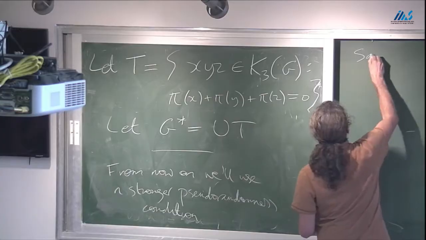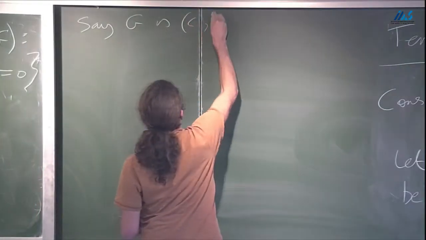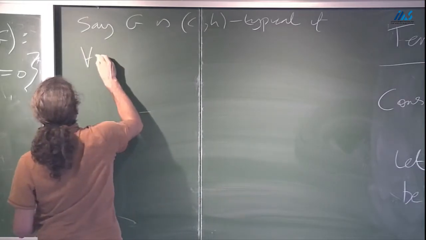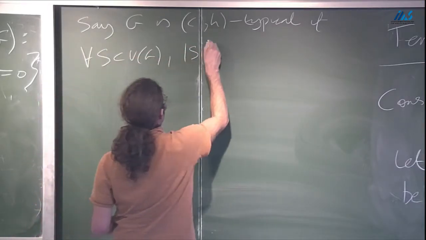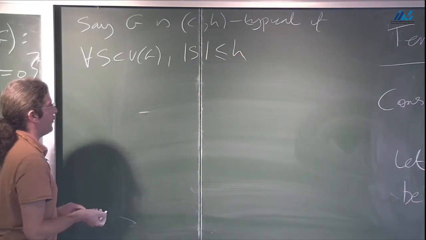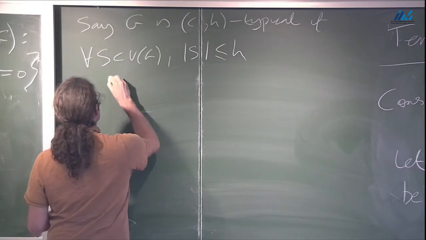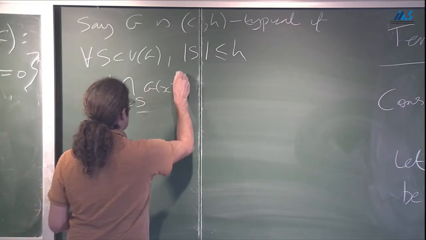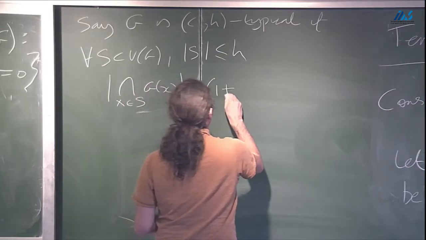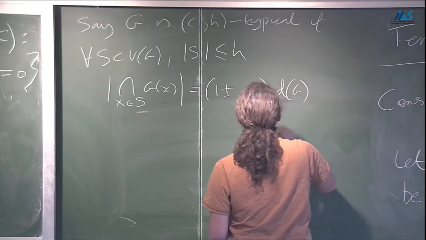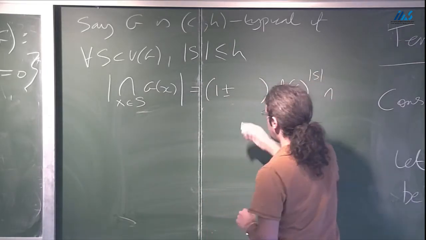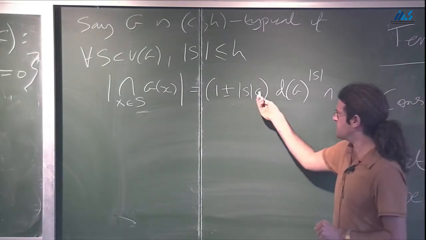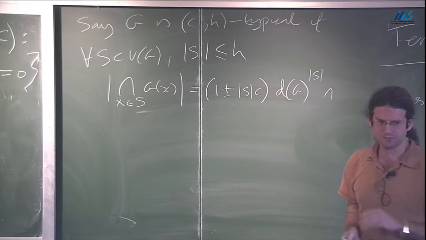So I'll say G is CH typical if for all S subset of E(G) of size at most H, we know we have control on the number of common neighbors. This is the common neighborhood, and it's about what it should be in the random graph. So if it was random, it would be density to the size of the set times n, and I'm going to have some approximation, and I'm going to throw in the factor of s just to make the calculations work out more nicely, but ignore that.